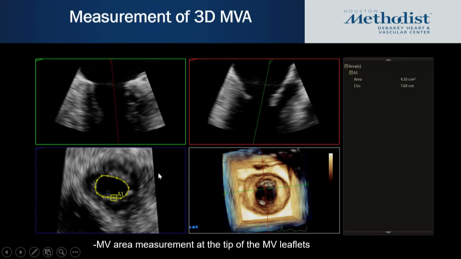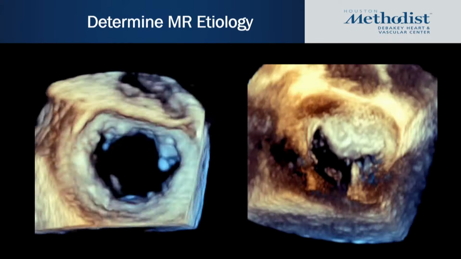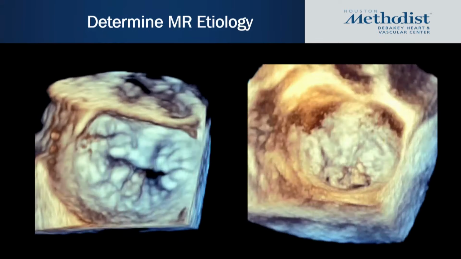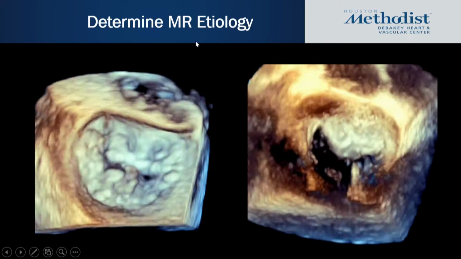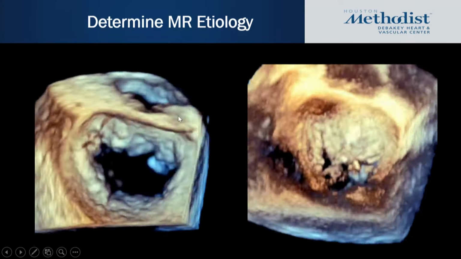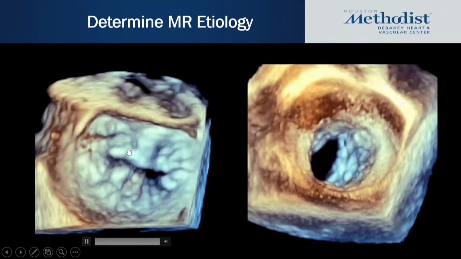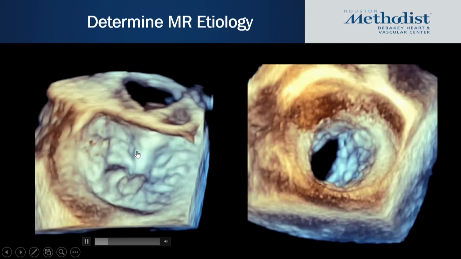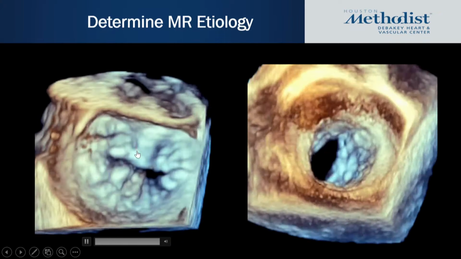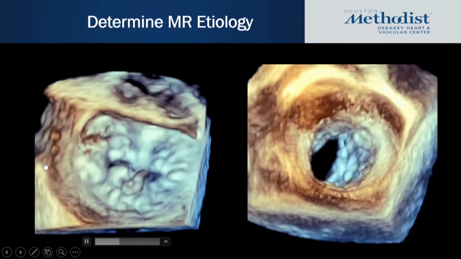Again, if the area is more than 4 centimeters squared, that's a favorable anatomical marker for a mitral clip procedure. If it's less, then there's a risk of developing mitral stenosis if you deploy a clip. And again, 3D echo is important to determine the etiology of MR, because as we said, if it's an A2 or P2 pathology, then that's less technically challenging when you're doing a mitral clip procedure.